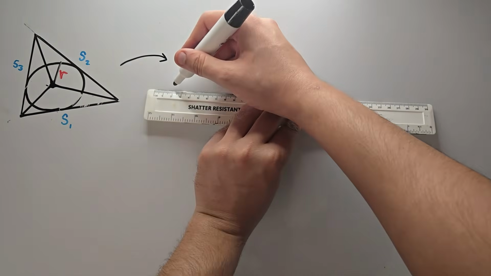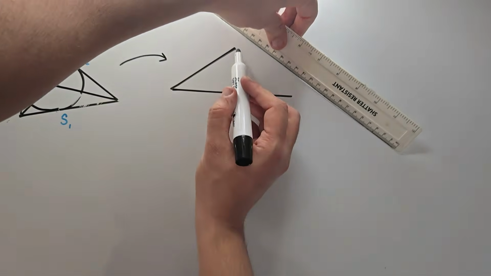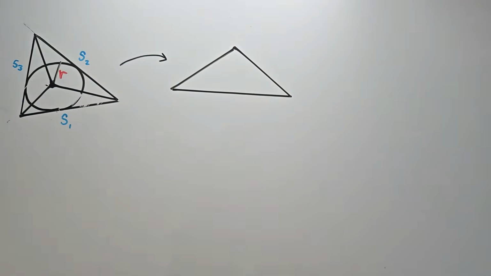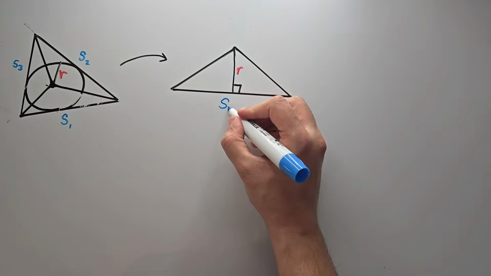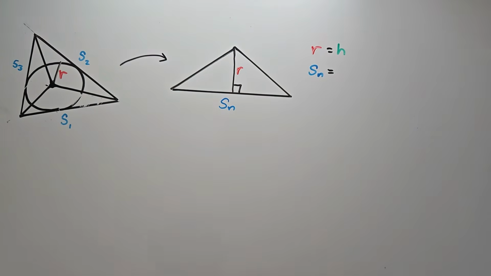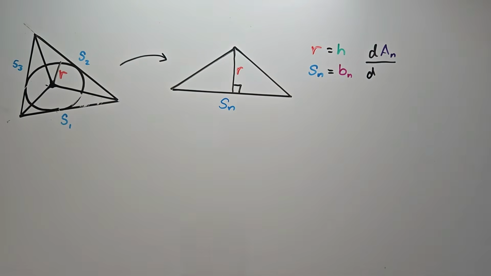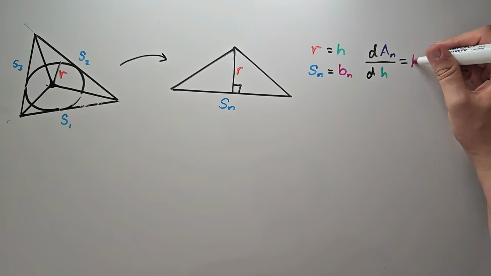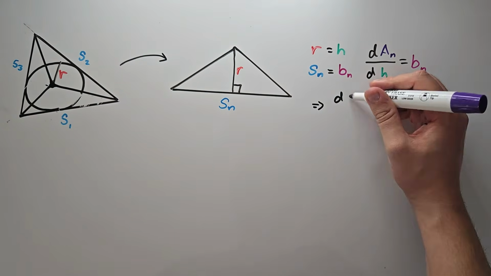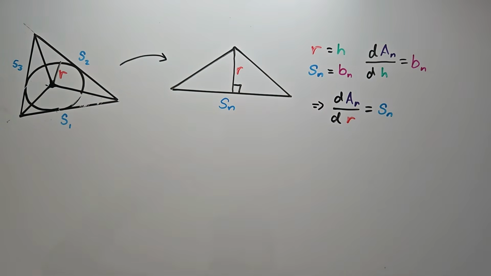We can see that the three lines extended from the centre of our circle split our main triangle into three smaller triangles. And by analysing those triangles, we see that each has a height of R and a base of Sn. Applying the derivative formula from earlier, we see that if we derive the area of this small triangle with respect to R, we get Sn, which is the length of one side of the big triangle.